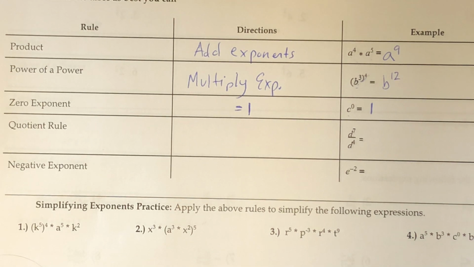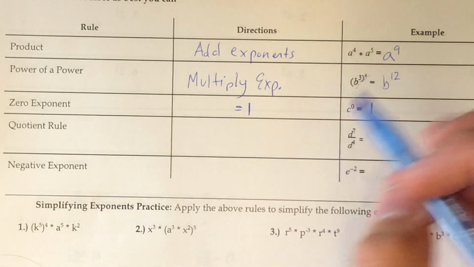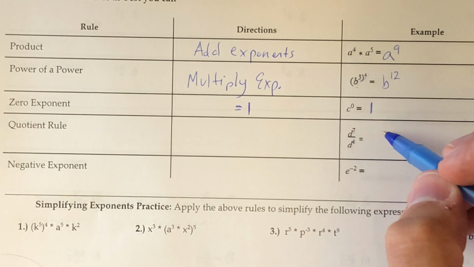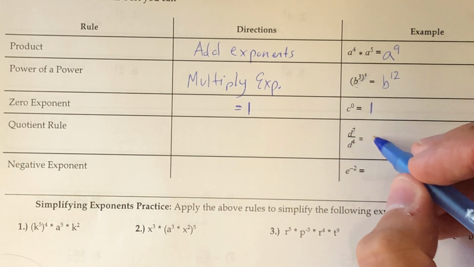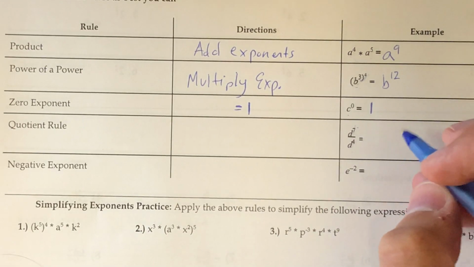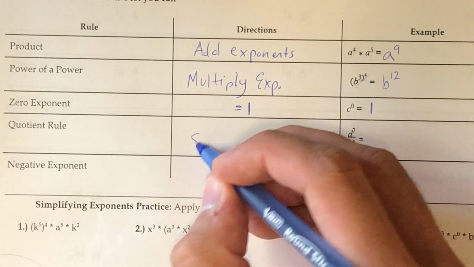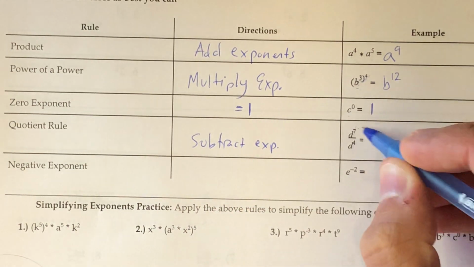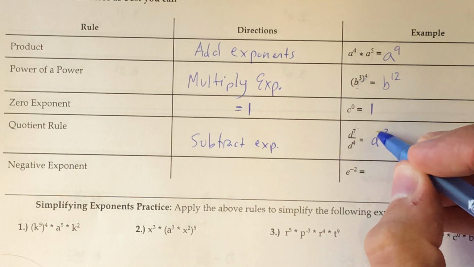Second to last here, the quotient rule. This is when you are dividing the same base with exponents. So we have d to the 7th and d to the 4th. When you're dividing, you subtract exponents. So 7 minus 4 is 3, so we get d to the third.